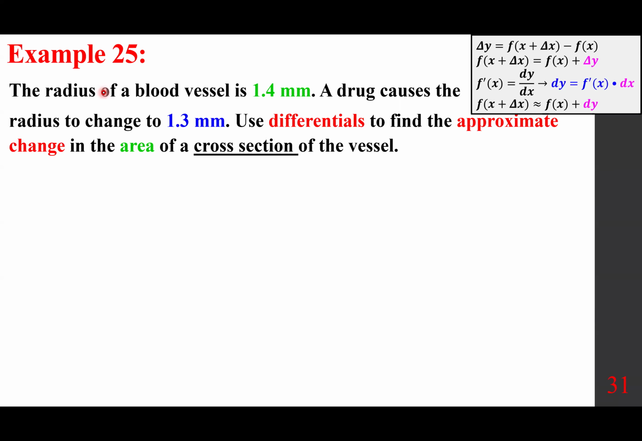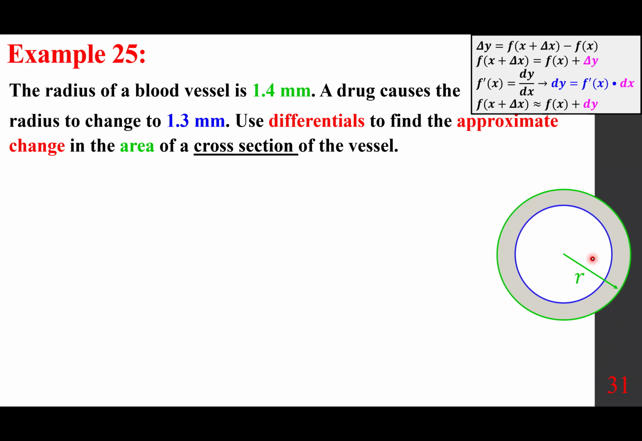The radius of a blood vessel is 1.4 millimeters. A drug causes the radius to change to 1.3 millimeters. So right here, we have a circular shape. The radius is R, and we know it to be 1.4 millimeters to begin. What happens, the medication causes it to get smaller. We get a new radius, which is 1.3, and the difference is dr or delta R. So R is 1.4. New R is 1.3. The difference, negative 0.1 millimeters, is dr or delta R.